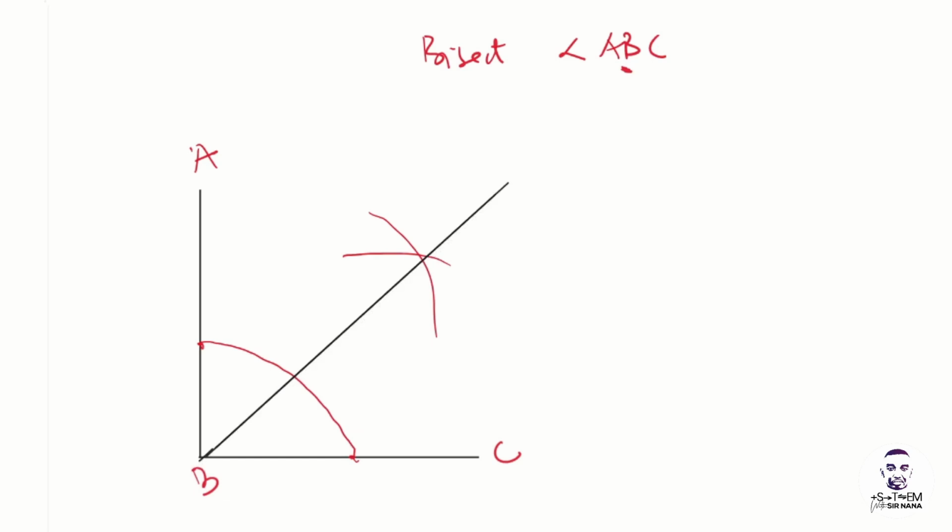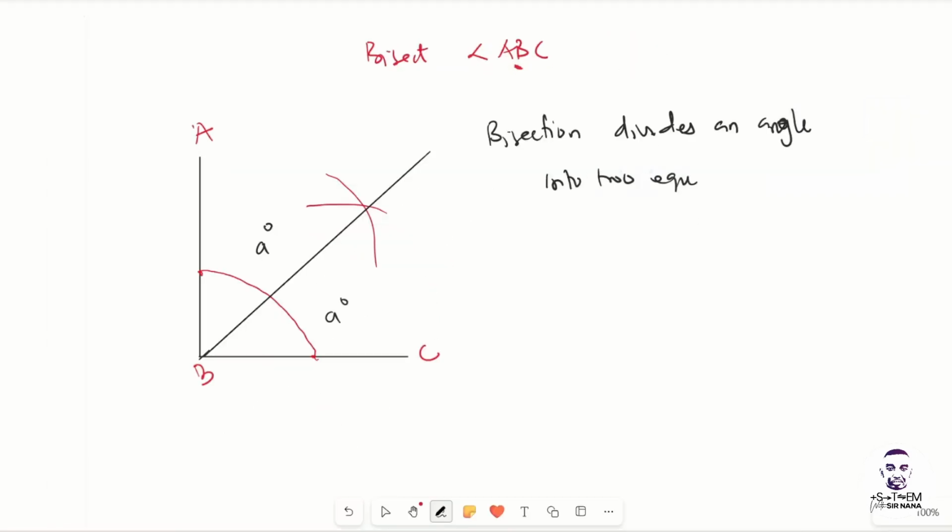So what you have done here is that you have divided this angle into two equal parts. So let's assume if this angle is A degrees, this angle will also be A degrees, right? So bisection divides an angle into two equal parts. Let's remember that once we engage in bisection, it divides an angle into two equal parts. So if this is 40 degrees, this side will also be what? 40 degrees. It would have been divided into two equal parts.